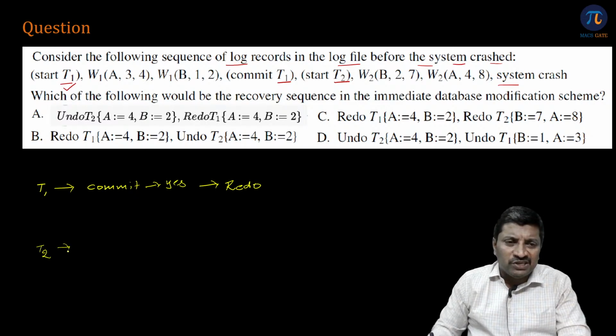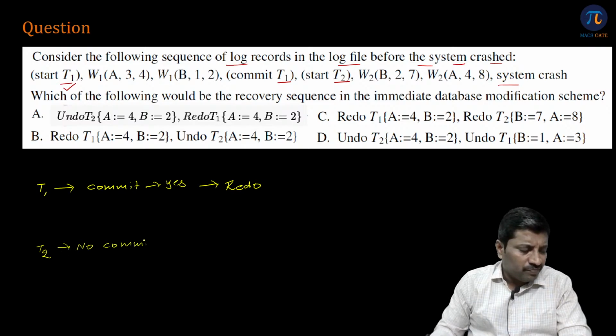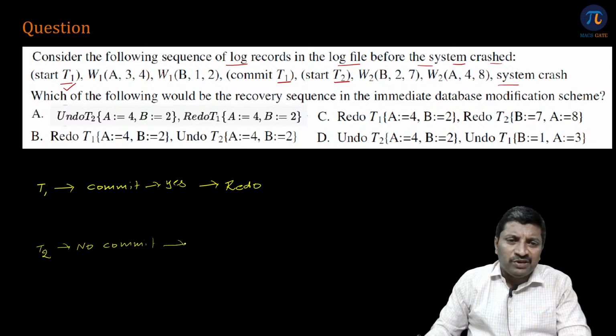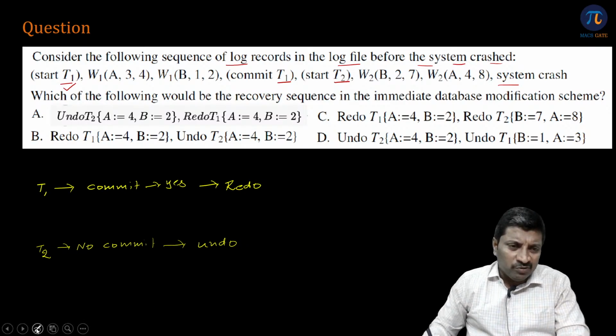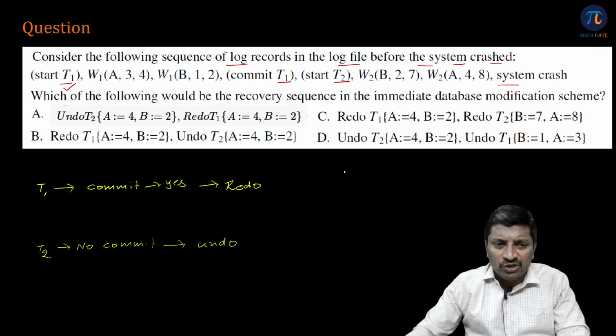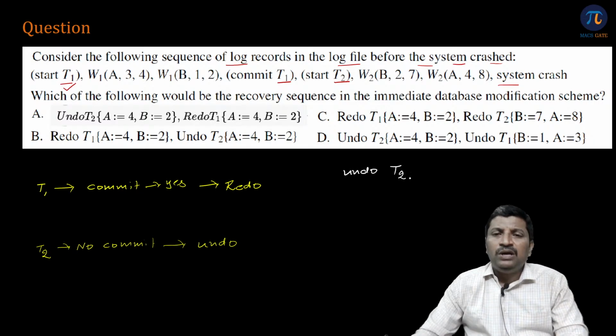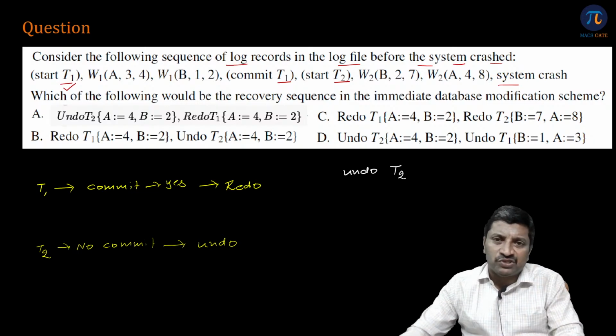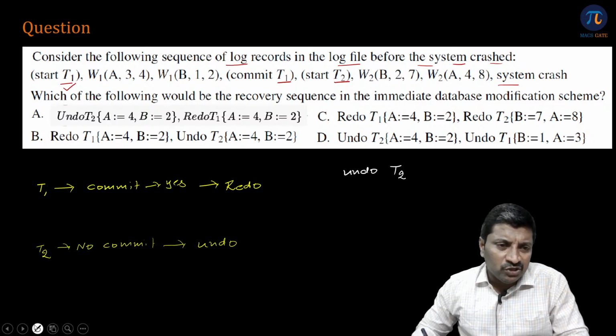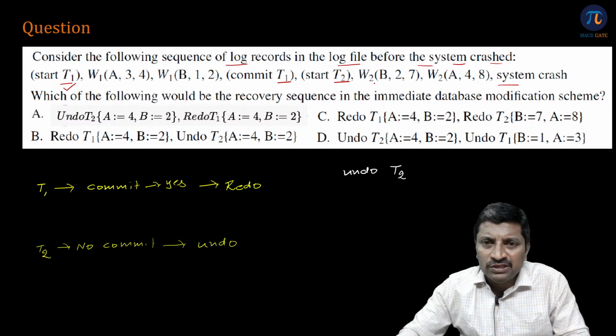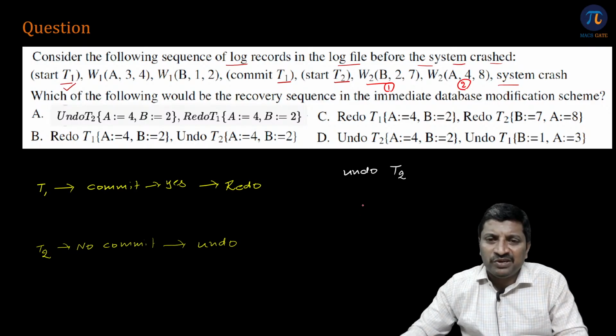T2. Is it committed, sir? No. It was not committed. Since it was not committed, what do you need to do, sir? Undo. This is the story. Now let me write the list. First I need to undo T2. Even in this, the operations should go from back to first. In T2 there are two operations. This is my first operation, this is my second operation. So first I need to do the second operation.